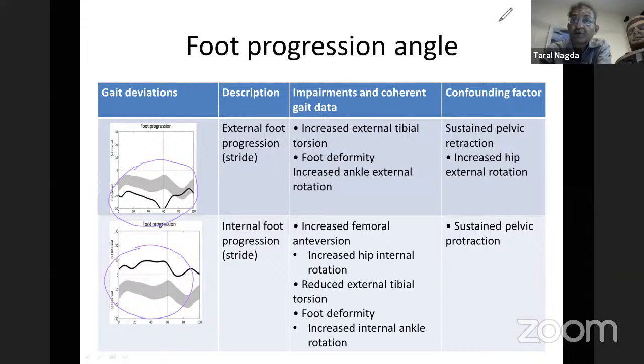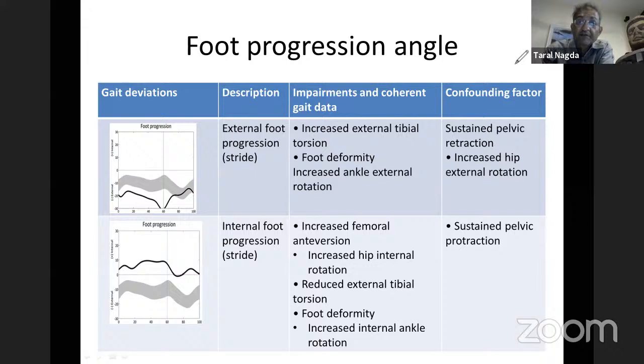But it can also be because of a problem in the hip joint or because of pelvic retraction, which typically happens in hemiplegia. If you have an internal foot progression angle, it can be because of increase in femoral anteversion, it can be because of internal tibial torsion, or it can be because of tibialis posterior tightness, which is causing the foot to go inside. But it can also be because of pelvic protraction. So one has to rule out other issues by a clinical evaluation in these children.